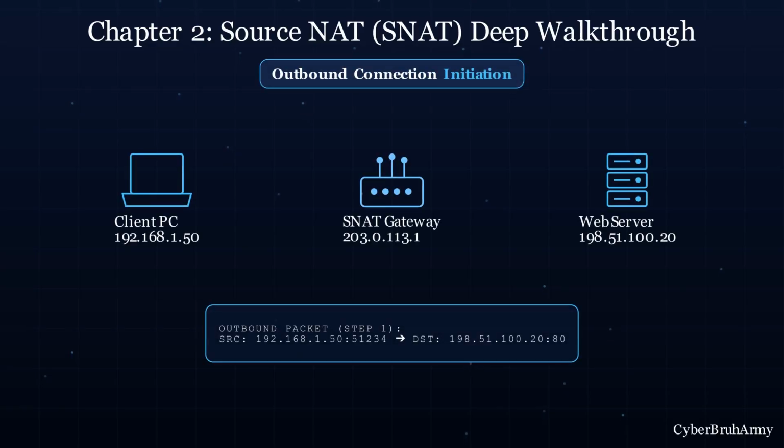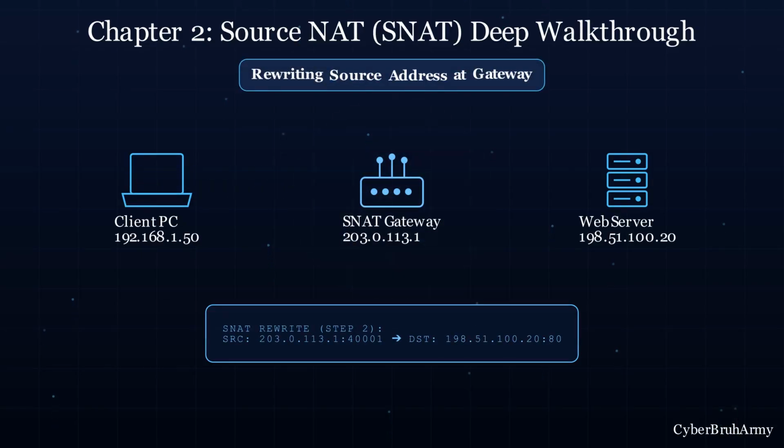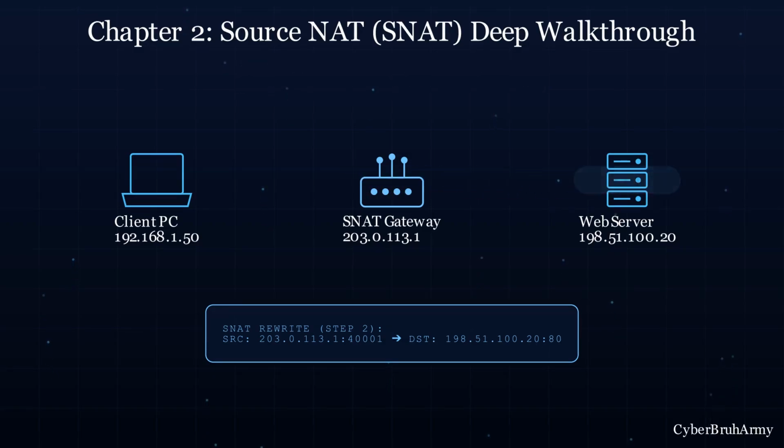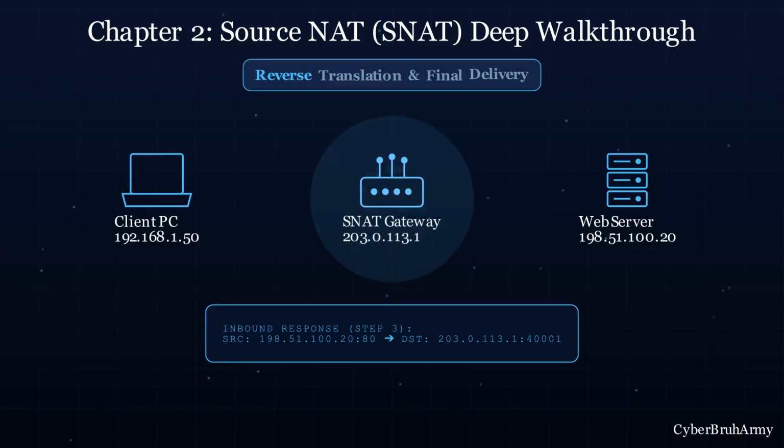In source NAT, an outbound connection originates from an internal client targeting an external server. The NAT gateway intercepts the packet, replacing the internal private source IP with its own public WAN IP. The web server responds to the gateway's public address, unaware of the client's actual private IP. Finally, the router checks its session table, translates the destination back to 192.168.1.50, and completes the round trip.